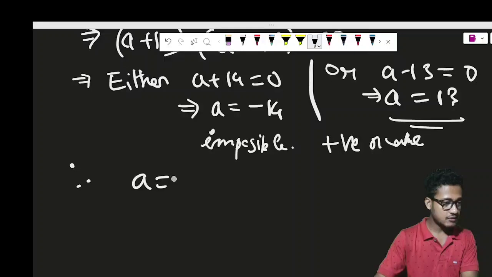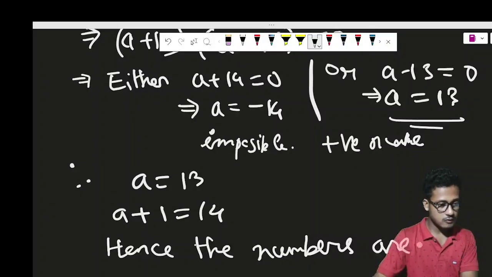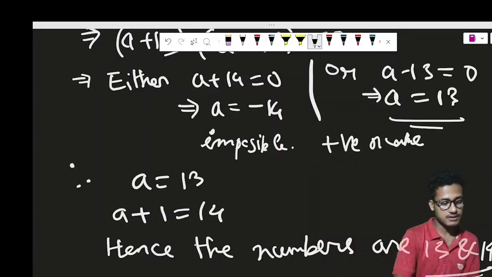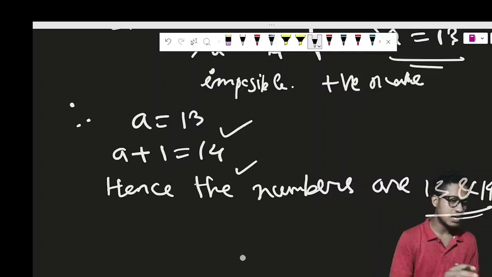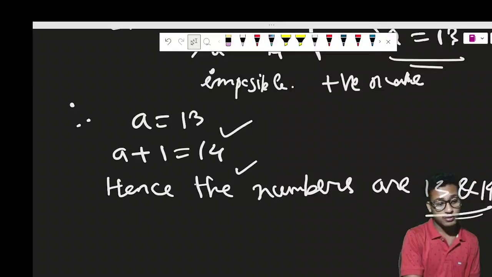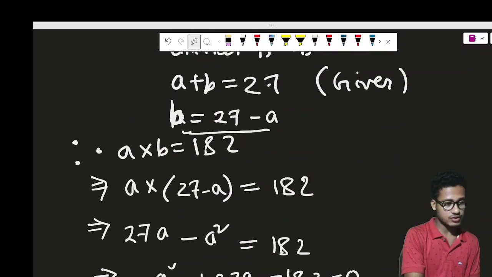Look, a is equal to 13 and a plus 1 is equal to 14. Hence the numbers are 13 and 14. So one is 13 and another is 14. So they are the consecutive numbers that we had to calculate. Now we take the last question.